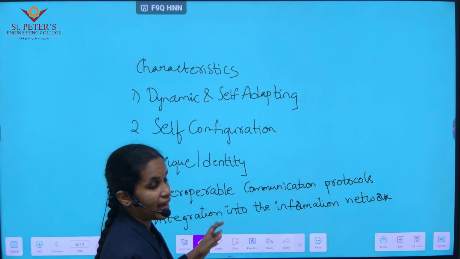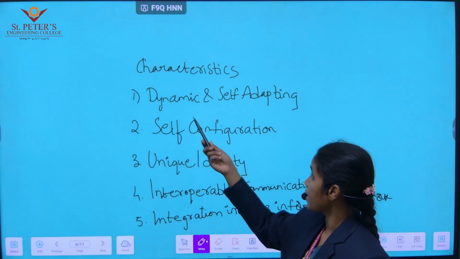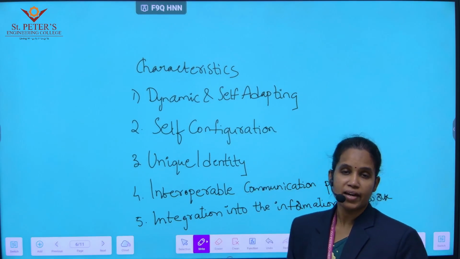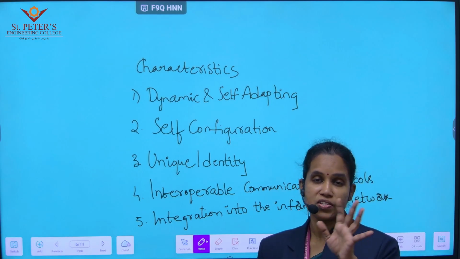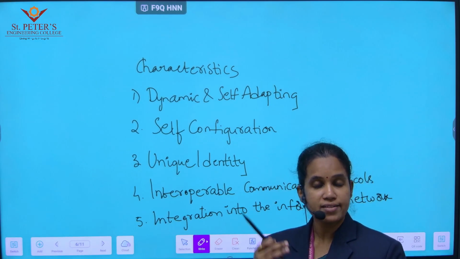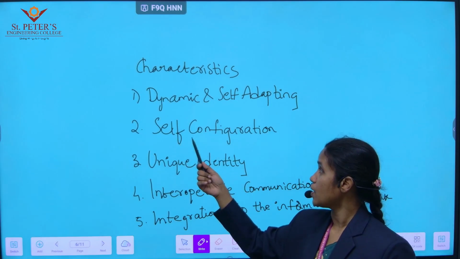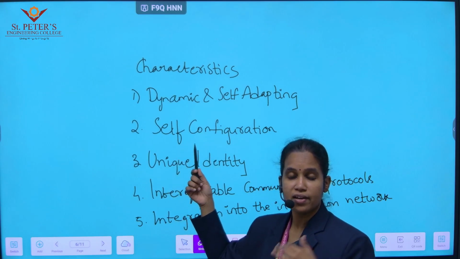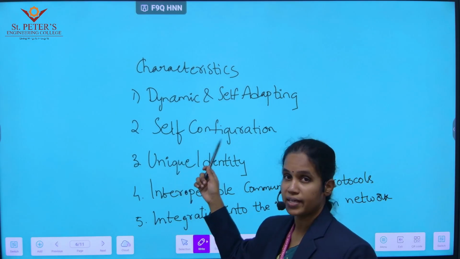So these are the characteristics that every IoT device should possess. What is the first characteristic? Dynamic and self-adapting. This means every IoT device should observe the change in the environment and should adapt itself to the changing environment conditions. Next, coming to self-configuration. Every IoT device should by itself update the software settings.